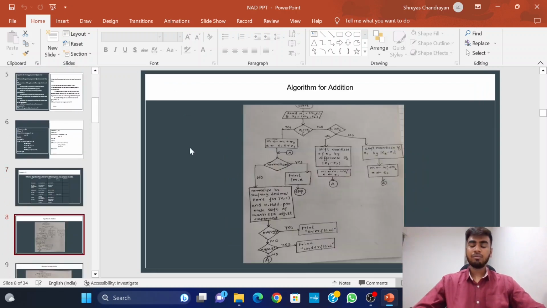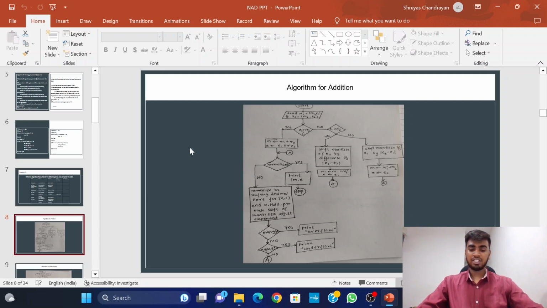So, algorithm for addition is: first we will read n1 and initialize it as m1 comma e1. Then we will read n2 and initialize as m2 comma e2. If e1 is equal to e2, then we will initialize m as m1 plus m2, where e is equal to e1, and store it as a. If the equation is normalized, we will print m comma e and we will stop the program.